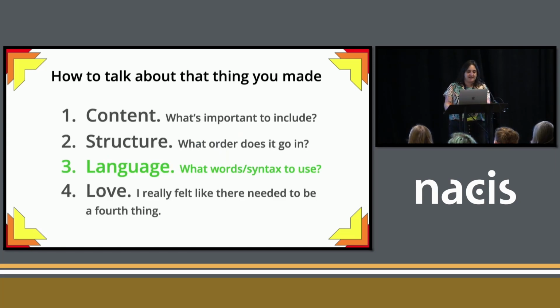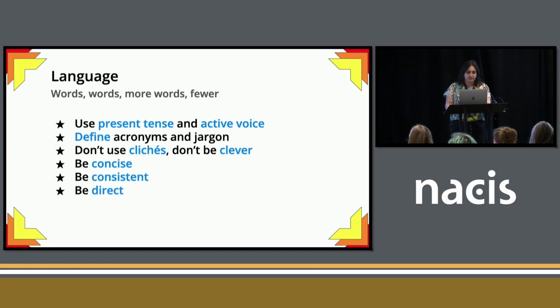So the third part is language. When we talk about technical writing, this is the thing that comes up the most, because the way that we structure our sentences and use words can change the way that people understand. This is just a small smattering of the things that I think are most important. This list can go on forever, but these are the things I think are most important: using present tense and active voice, defining acronyms and jargon, not trying to be too clever by using cliches, and being concise, consistent, and direct.